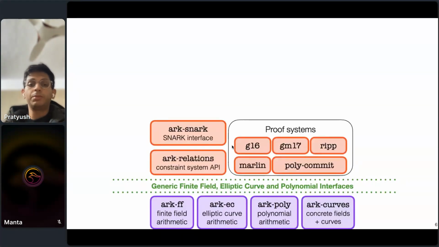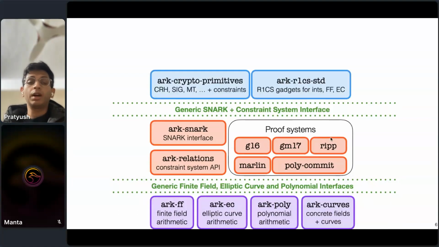Above this generic algebraic interface, we provide generic interfaces for zkSNARKs and constraint programming, and implement proof systems that leverage these interfaces, right? And we have quite a few libraries here, such as Groth16, Marlin, generic polynomial commitment libraries, and so forth. Then above this layer, we use the generic interface for SNARKs to implement high-level gadgets or computations in R1CS, for example, right? So we provide an R1CS standard library consisting of R1CS gadgets for integer operations, finite field operations, elliptic curve operations, and use these to in turn implement things like collision-resistant hash functions, signatures, Merkle trees, and so on.